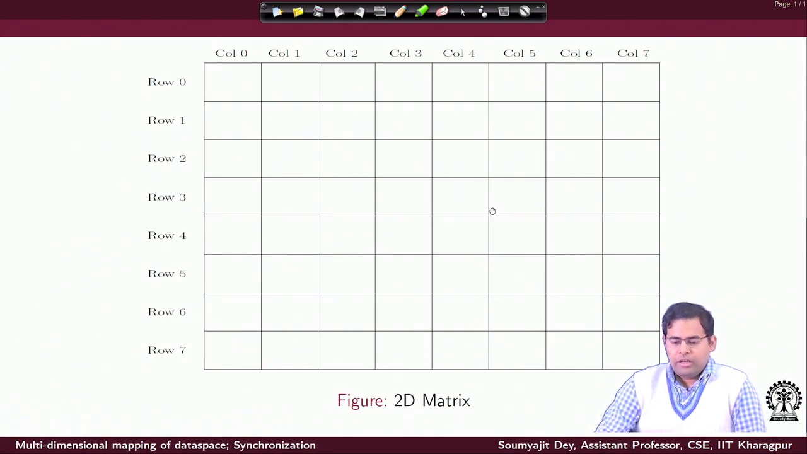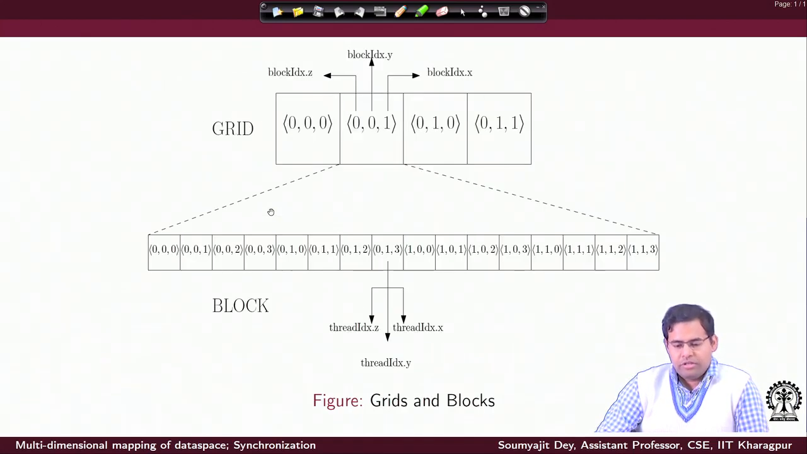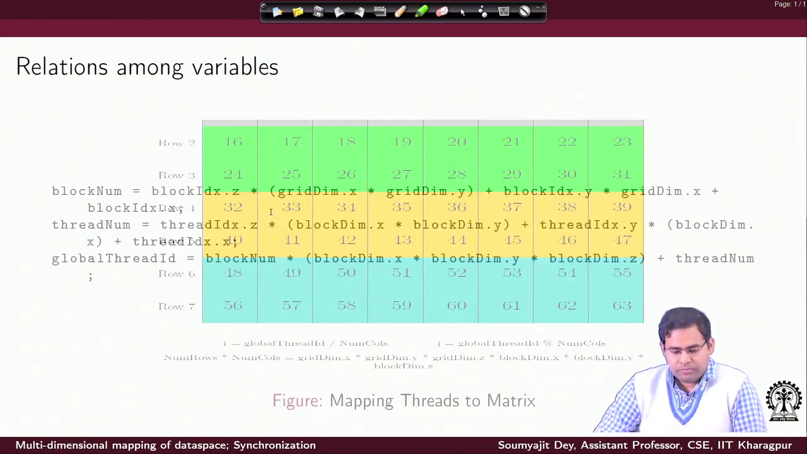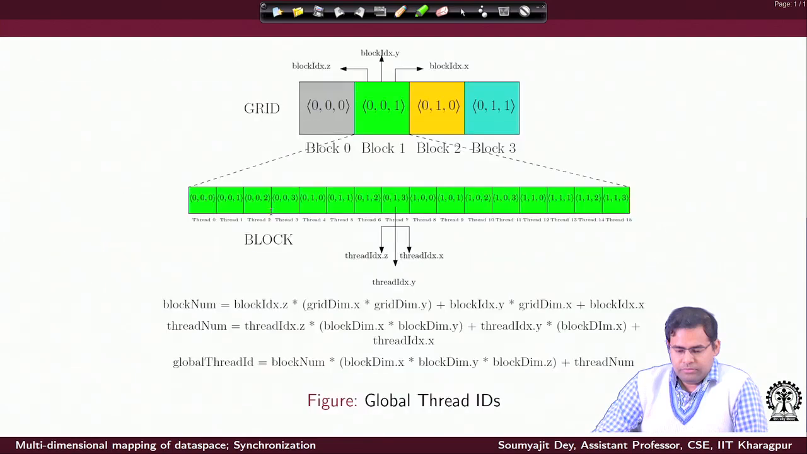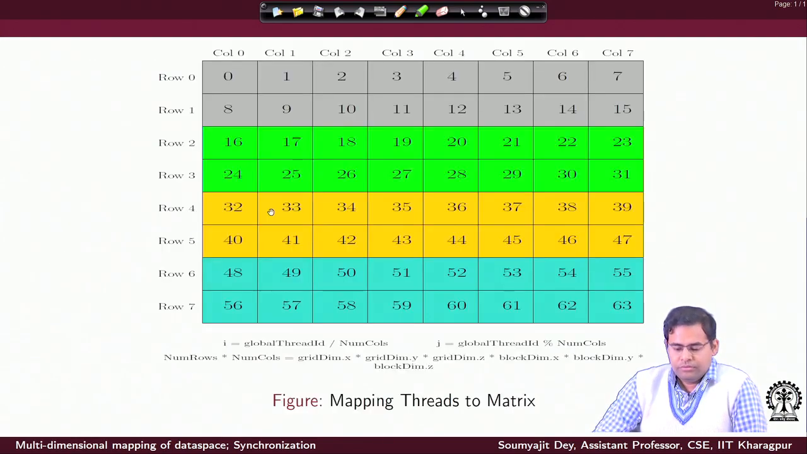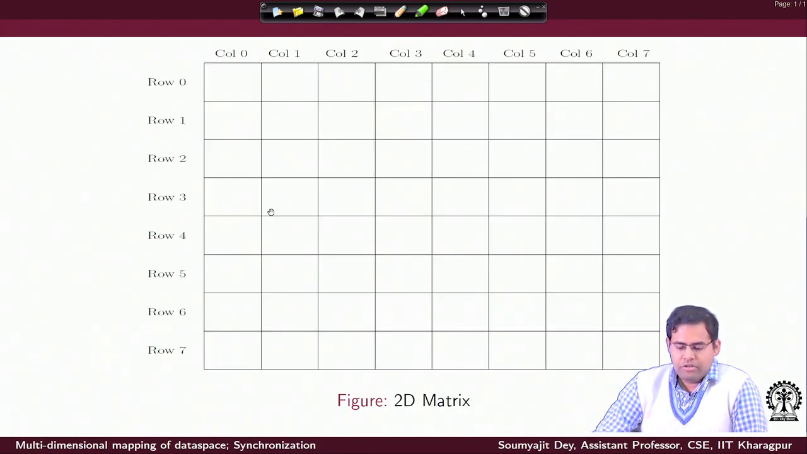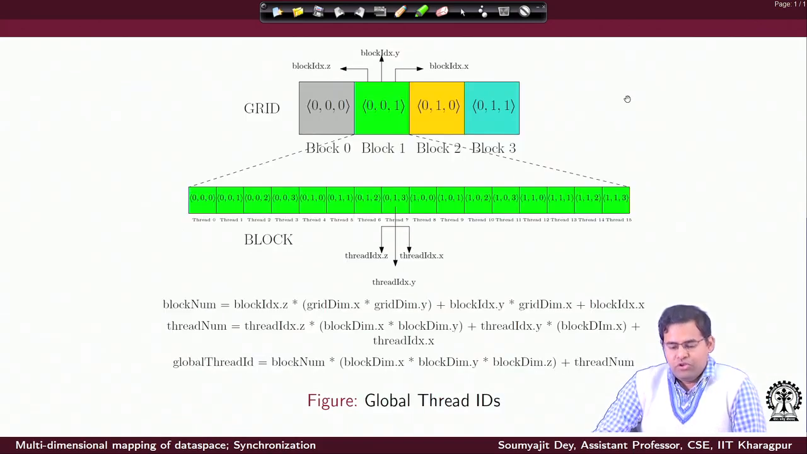Now, let us take an example here of how this definition of threads and blocks is really going to help me. Suppose I am trying to use this packing of threads to define a 2D matrix. So, I have an 8 cross 8 matrix, and I use that packing of threads to define the matrix.